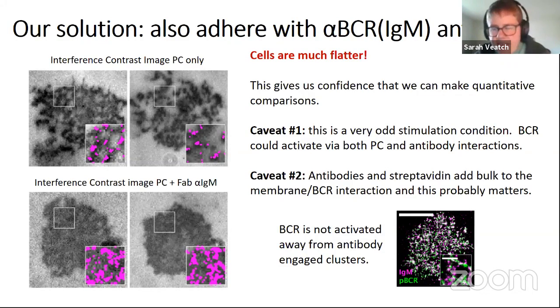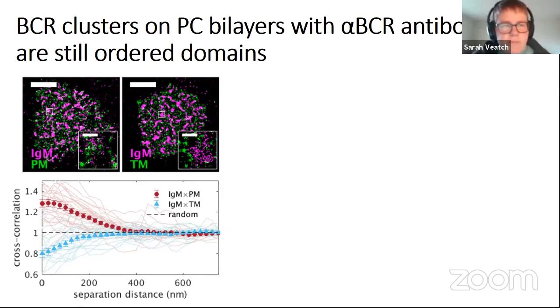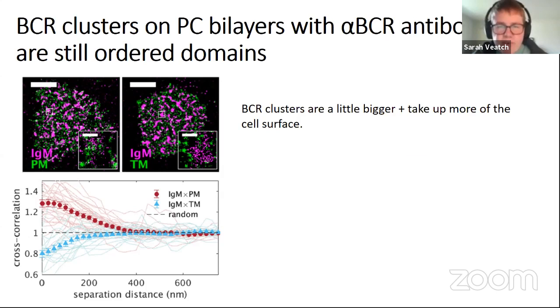So we're still getting robust activation, and the phosphorylated BCR and the BCR are all co-localized, which is as expected. We can repeat this experiment with this new activation scheme, and again we get the same result. Now our B cell receptor clusters are a little bit bigger. They take up a little bit more of the cell surface. We've added more interactions, so that's maybe not surprising.